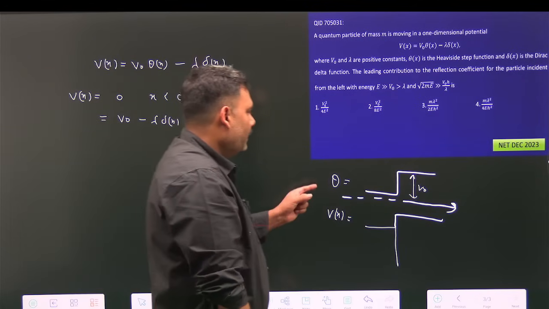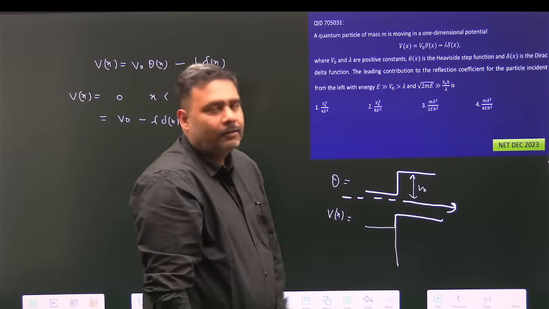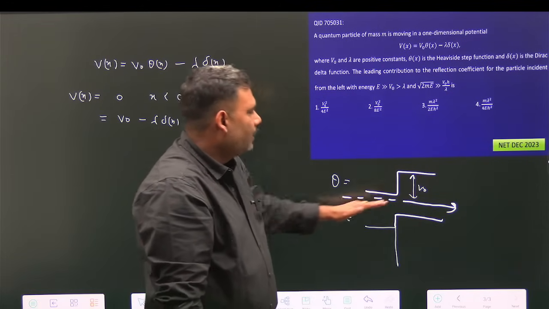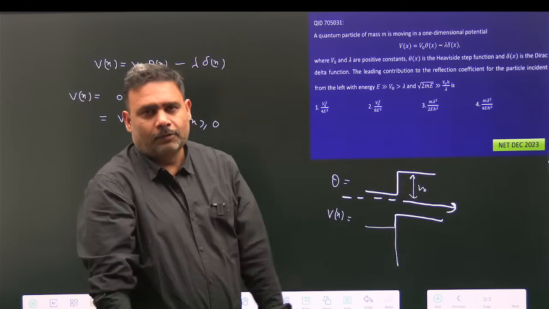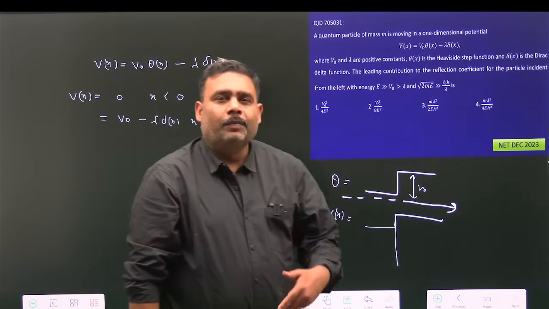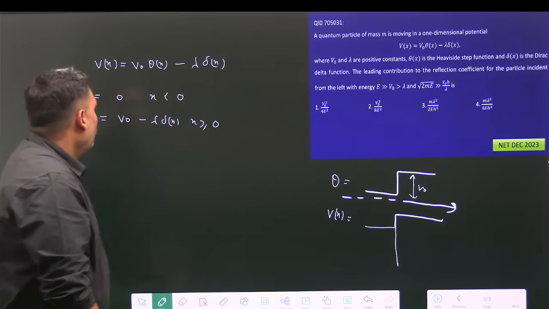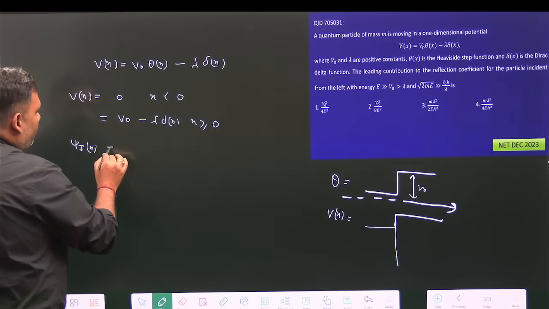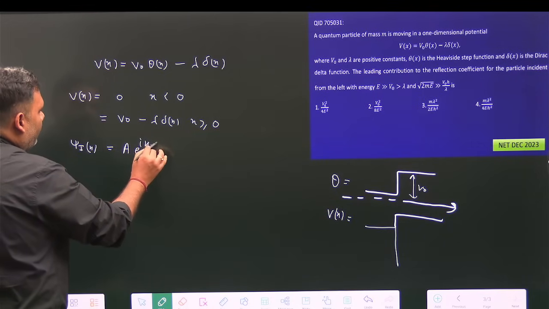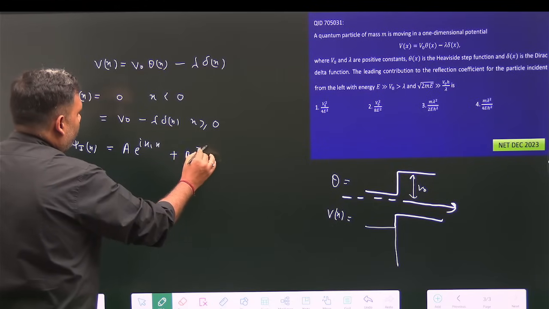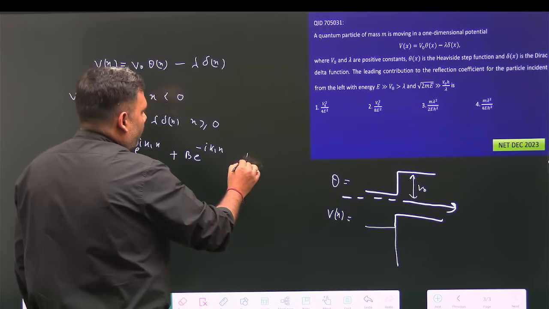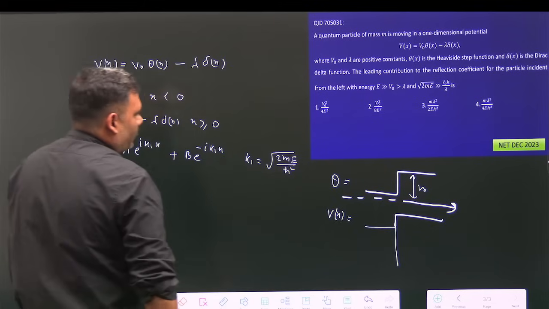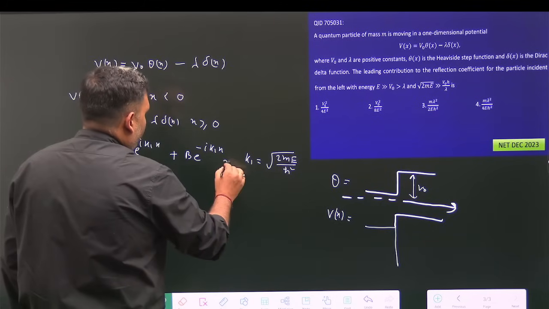And we all know that energy is greater than this particular potential. So the whole region is a classically allowed region, and the potential is almost a constant in both regions. So the solution of the Schrödinger wave equation is simply an oscillatory solution. What will be the solution? The psi 1 x is basically a e to the power i k 1 x plus b e to the power minus i k 1 x. And what is my k 1? k 1 is equal to root under 2mE upon h cut square, and this is for x less than 0.